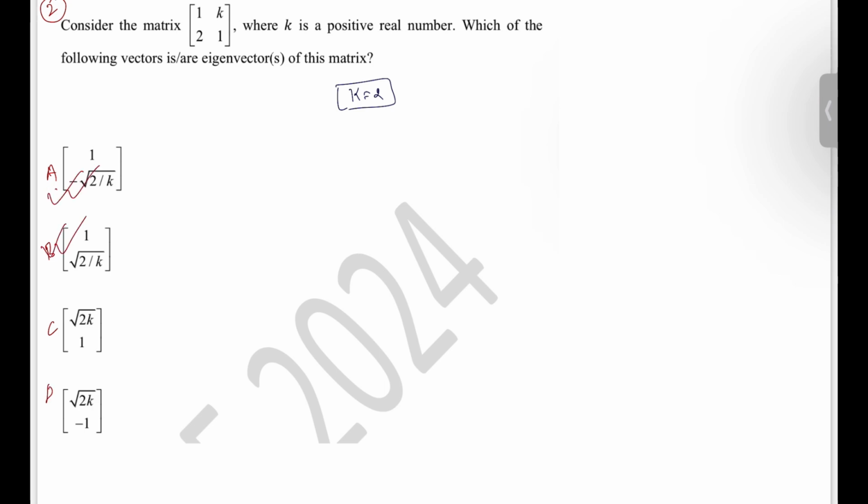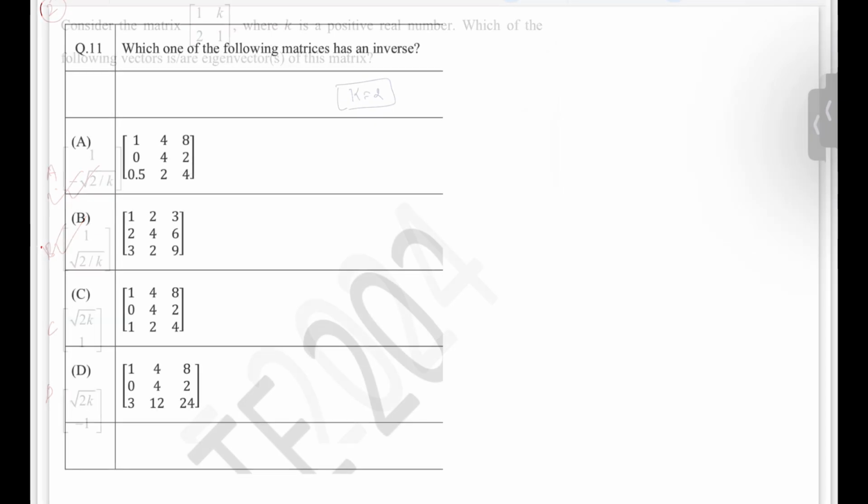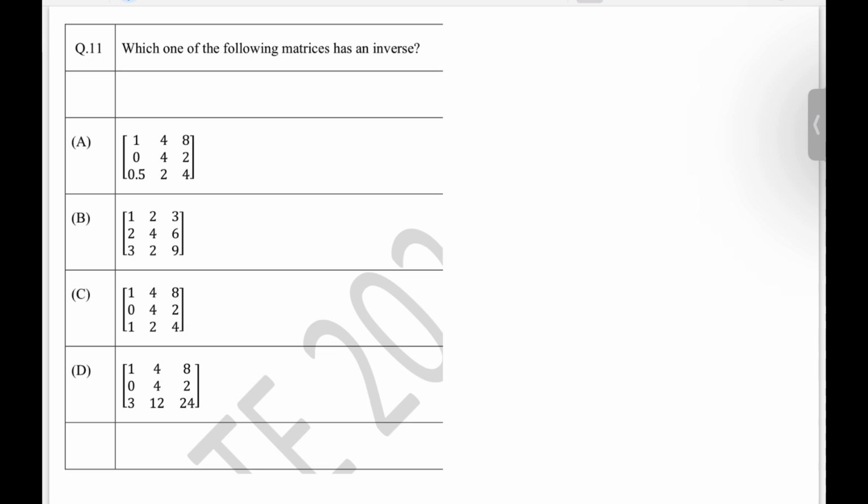So here the examiner just wanted to check you on symmetric matrices. He gave you this matrix with only one element unknown, and with these options you have to play, and you just have to keep this fact in mind that symmetric matrices have orthogonal eigenvectors corresponding to different eigenvalues. Okay, now let's look at the next question, that is question number 3 according to our sequence.